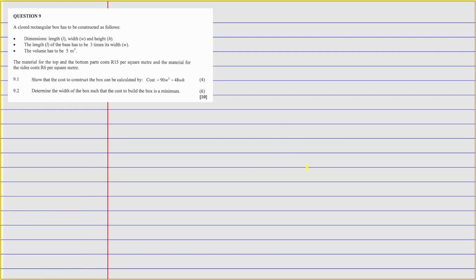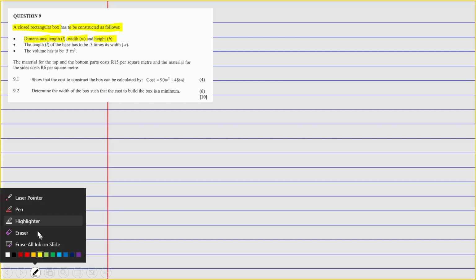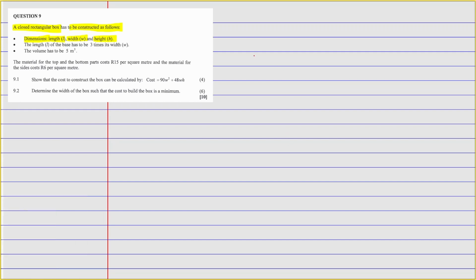Take my highlighter and read this. It says a closed rectangular box has to be constructed as follows. So we know that here we're dealing with a closed rectangular box. It says that the dimensions are that our length is L, our width is W, and our height is H. Just to see it visually what they mean, we need to sketch it. So let's sketch a box here.